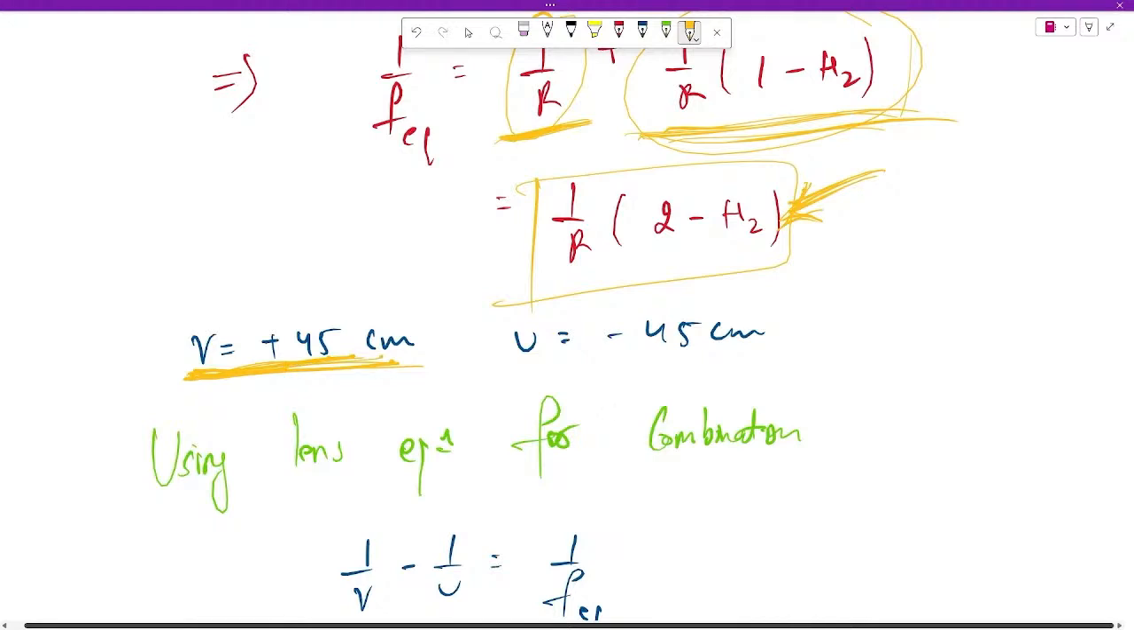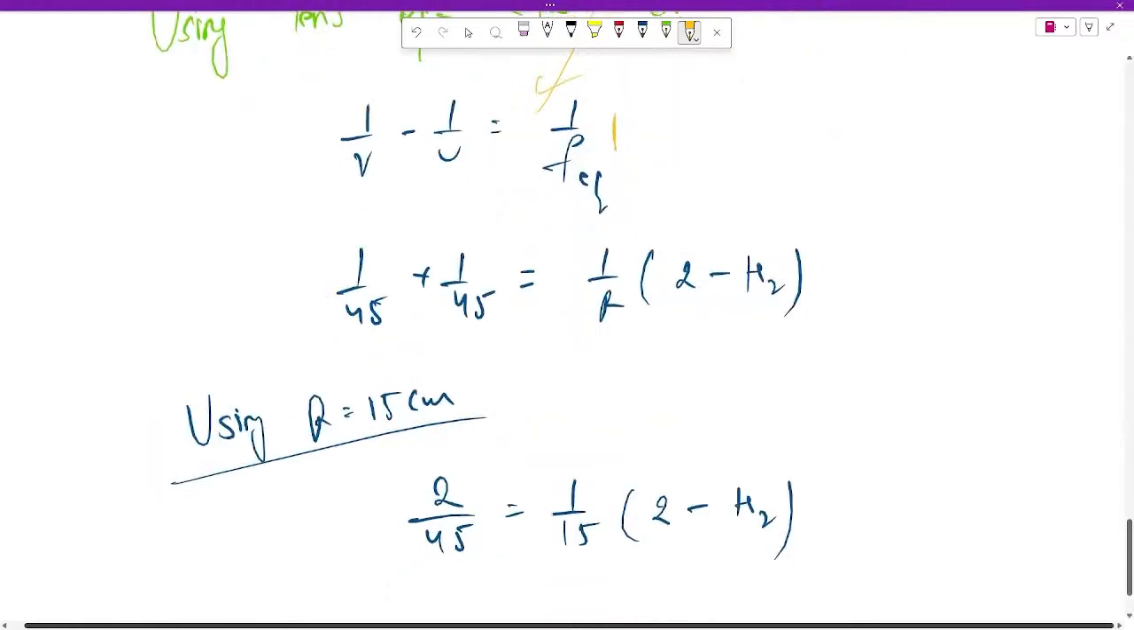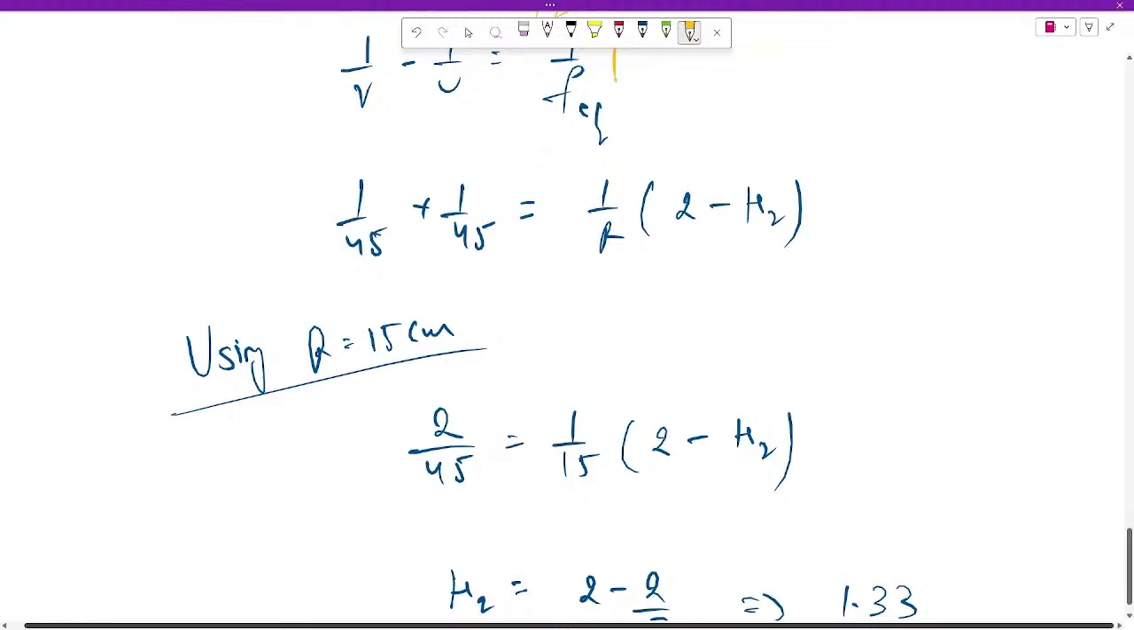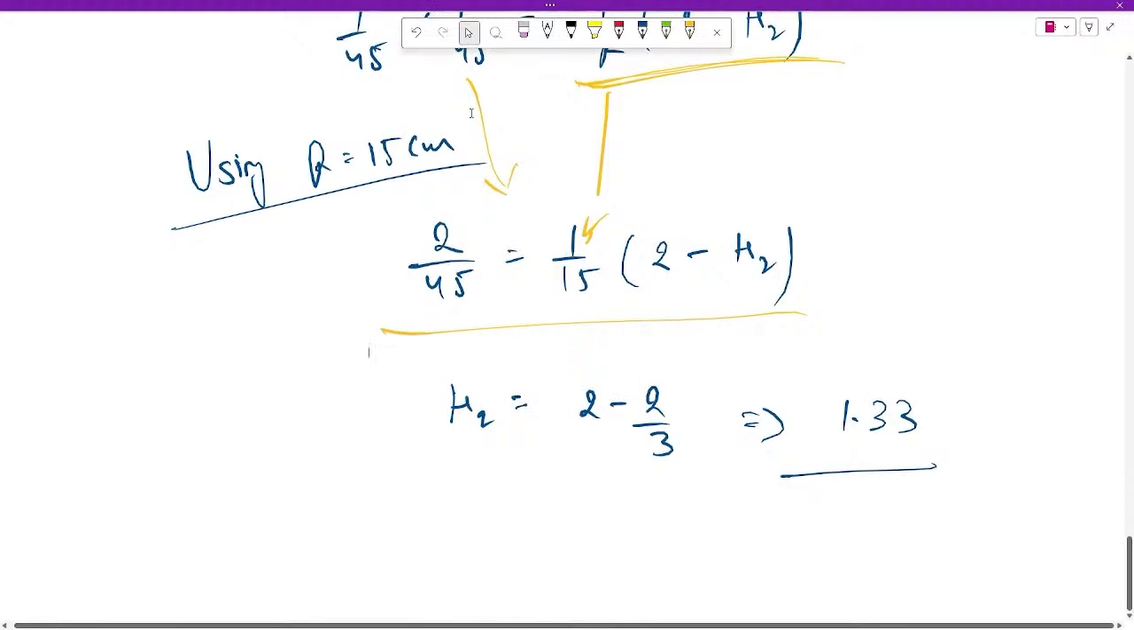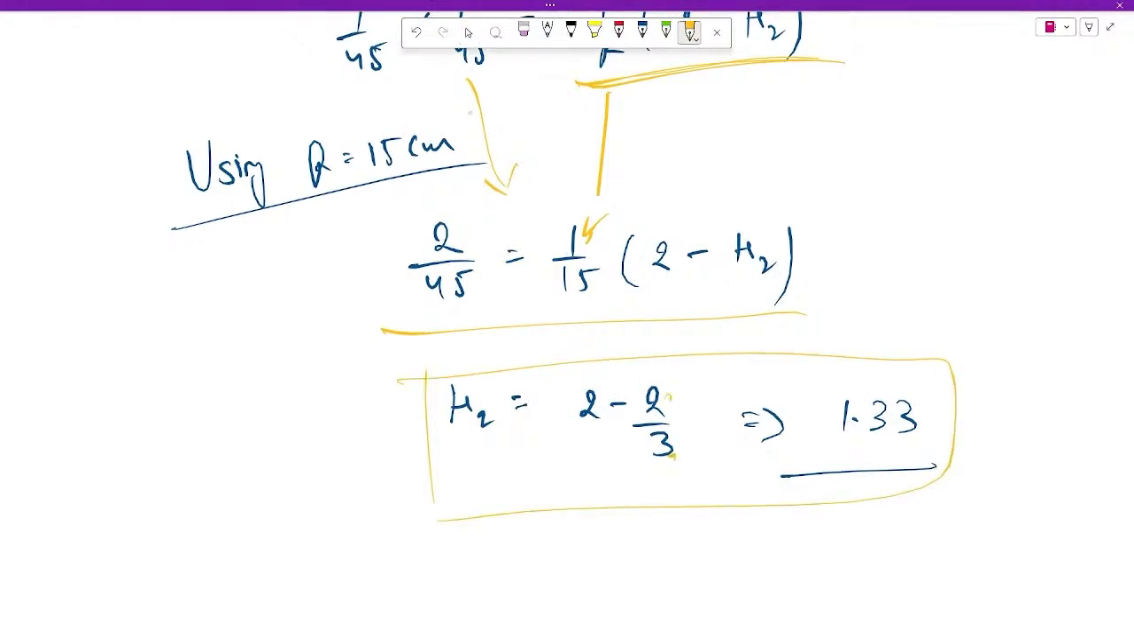Now we will apply the lens equation again with F equivalent. Using the values, 1 by v would be equal to 1 by 45 and u would be equal to minus 45, so minus 1 by u would be equal to plus 1 by 45. And substituting the values of R, we will solve this equation, and then we get mu2 equal to 2 minus 2 by 3, which is equal to 1.33. That is, the value of mu2 is 1.33.